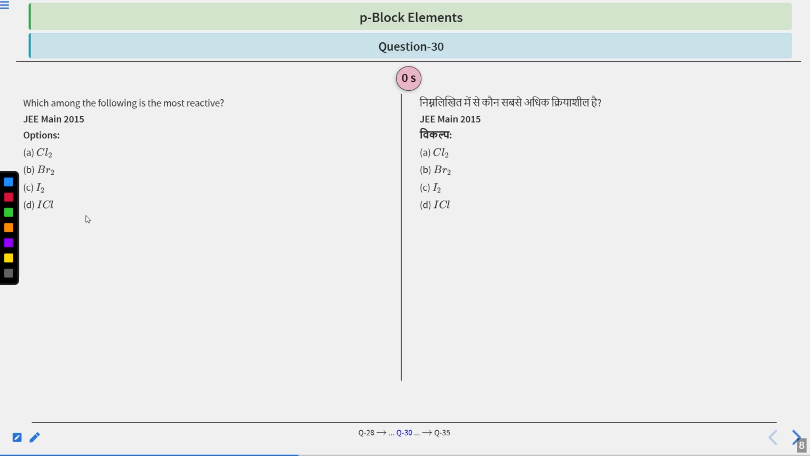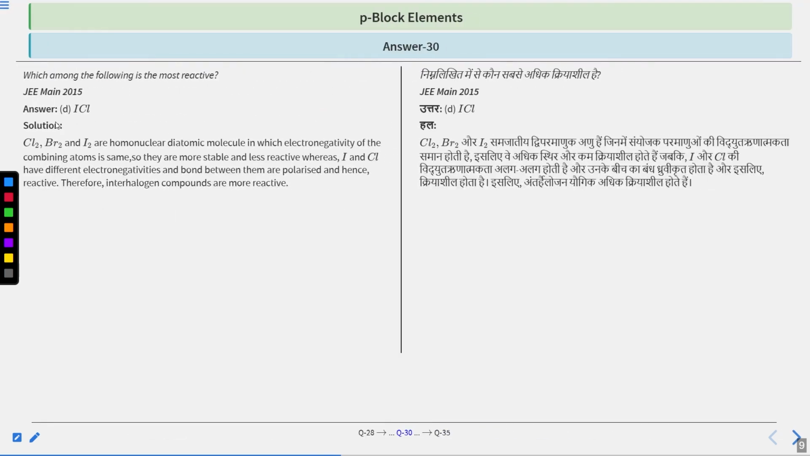Okay, let's see. The correct answer is option D, that is the ICl molecule. So we have to choose which among the following is most reactive. Chlorine, bromine, and iodine are all homonuclear diatomic molecules, right? Because you can see that we have two atoms, like I2, Br2, and Cl2, and they are homonuclear because both nuclei are the same, since one bromine is connected to another bromine.